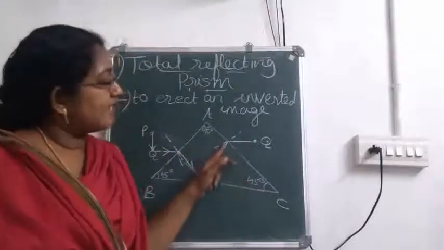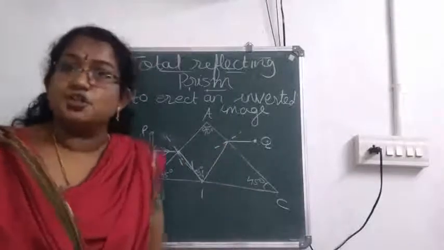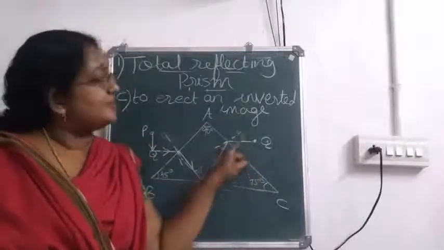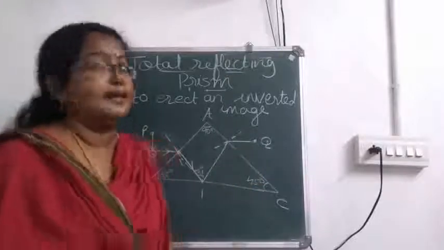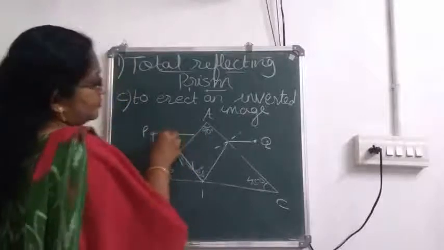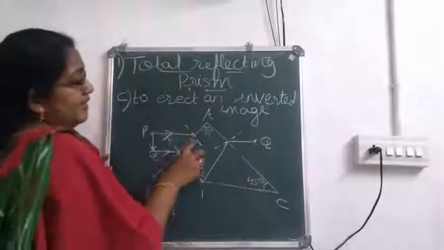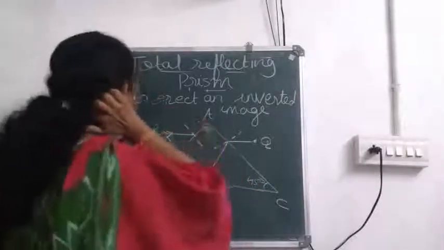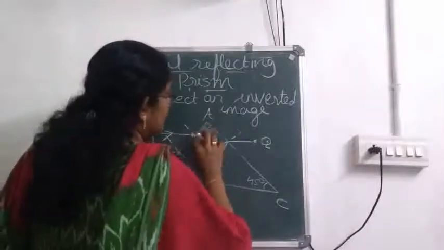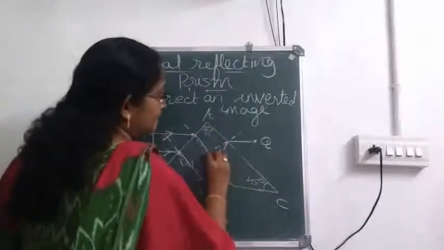Here, since the angle of incidence is less than the critical angle, the ray gets refracted into the second medium. Since it is moving from denser to rarer, it moves away from the normal. Now similarly, we have to consider the ray from the point P. Here also it is moving from a rarer to denser medium. So it bends towards the normal.